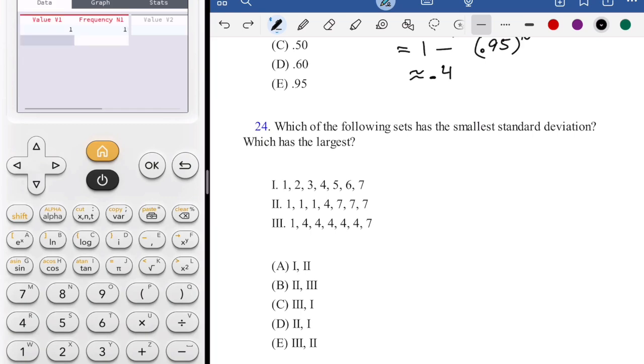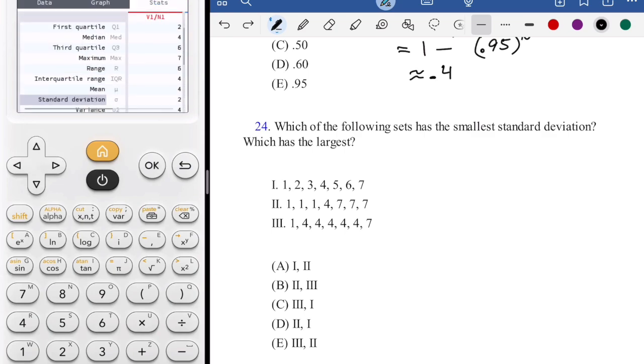The data sets aren't too lengthy, so I don't even need shortcuts to type it in. So in my value V1, numbers 1 through 7, and value V2, if I want to make it a frequency table, I could, but I don't want to. And then 1, 4, 4, how many 4s? 5 4s? 3, 4, 5, 7. There's more brute force, but if you go to stats, it doesn't say if it's population or sample, so I'll be mindful of that.